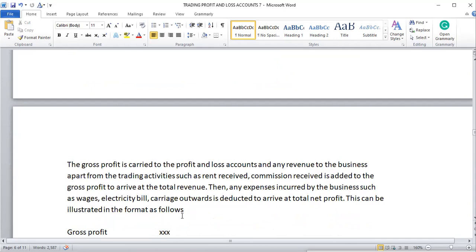As I've said, the trading profit and loss account is in two parts. The first part is the trading account, which takes the normal business activity, the buying and selling, the purchases, to arrive at the gross profit. After you have arrived at the gross profit, any other income, here rent and commission received, you add to it. Then you get your total revenue. After getting your total revenue, you take all the expenses and deduct them from your total revenue. Then you arrive at your net profit.